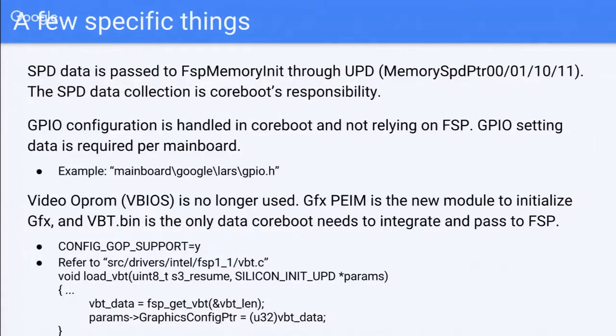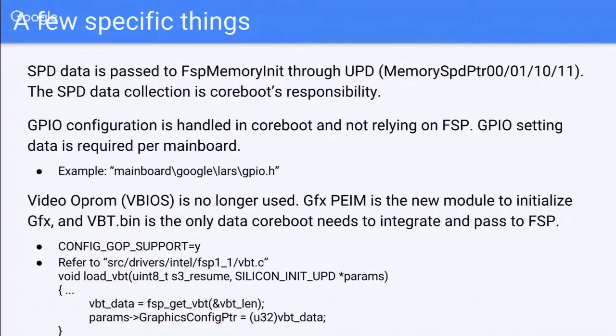GPIO has a big thing. GPIO configuration is handled in coreboot entirely and not relying on FSP. FSP does have the capability of programming GPIOs, but we decided to not use that because we want to have the GPIO configuration in coreboot for flexibility. And then for integration, for every board, you need to have a GPIO setting data file, residing in the board directory. One example is the Google Glados gpio.h file. For your board, you need to have a similar file like that.